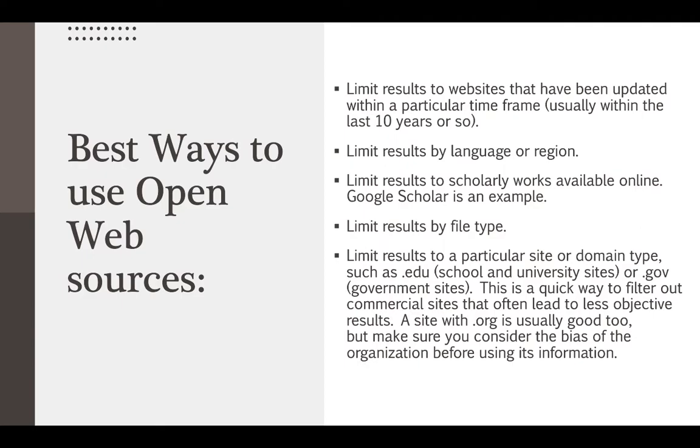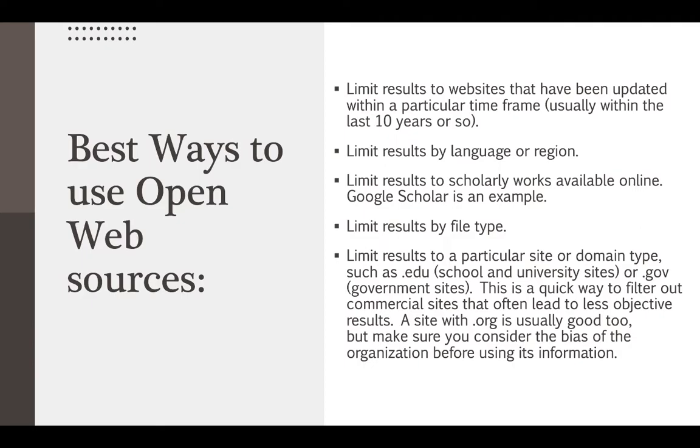You can limit by language or region if you're talking about a particular region of the world or the United States. Google Scholar is an example where I think there's an option where you can click just scholarly resources and it will pull up the things that are considered scholarly, which would be good. You can limit by file type, in other words, you could pull up PDFs instead of web pages. You may want to look at the domain type. If you see .edu, that's usually a school or university site.